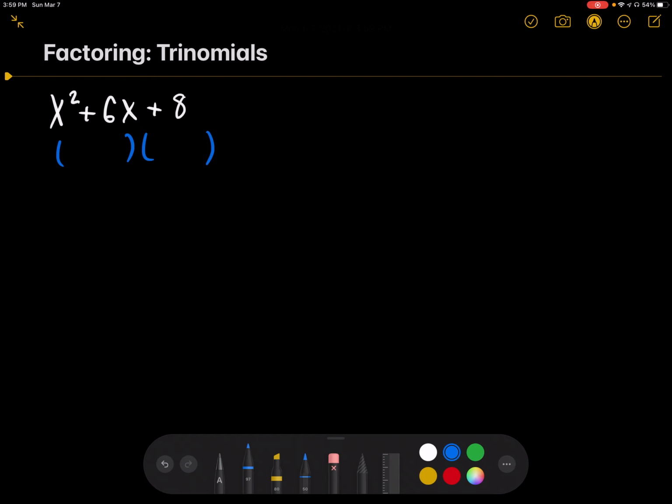Like I have a video on factoring by grouping, and that's one way to do it. I think this way is easier. Once you get good at this way, you'll probably use it more than factoring by grouping. But I'll go ahead and show you how to do it this way. So here's what I always do.